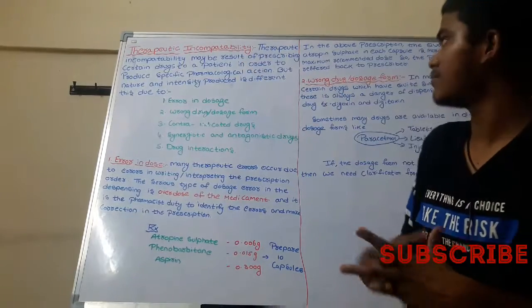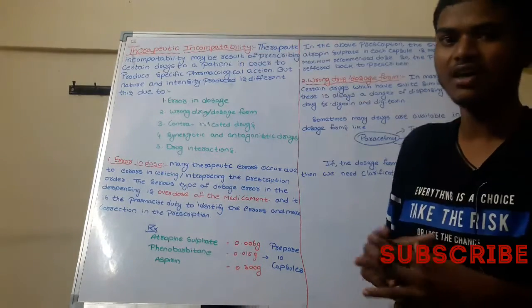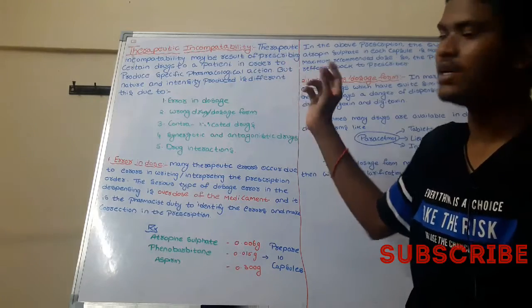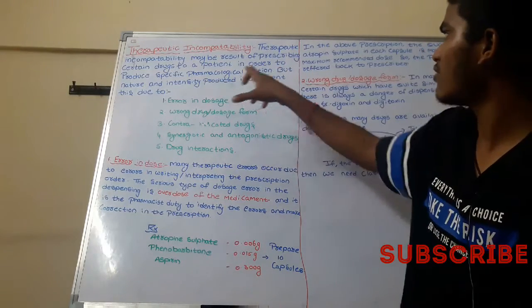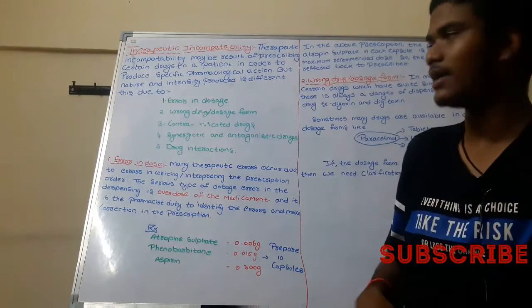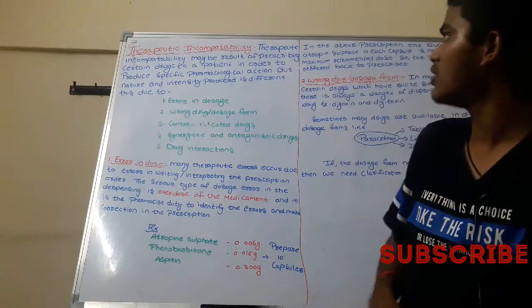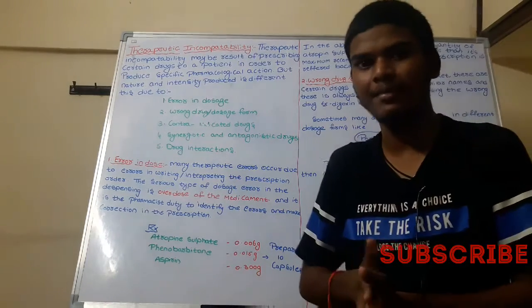Now we will see the definition of therapeutic incompatibility. Therapeutic incompatibility may be a result of prescribing certain drugs to a patient in order to produce a specific pharmacological action, but the nature and intensity produced is different. This is the definition of therapeutic incompatibility.